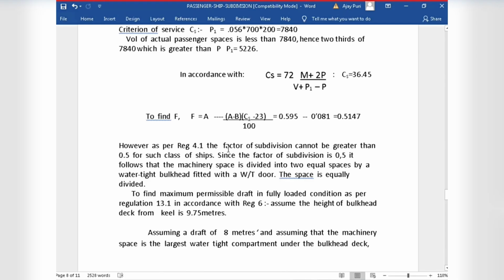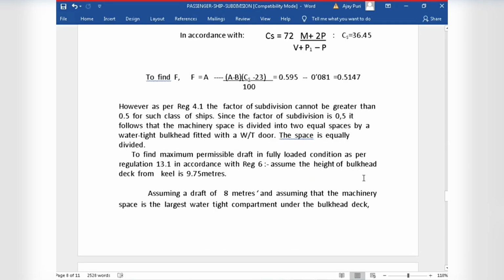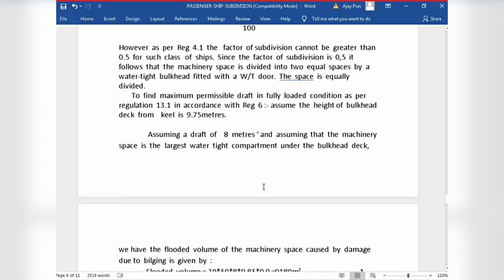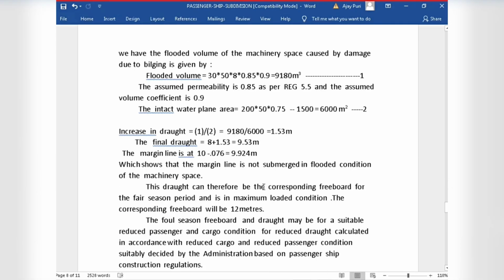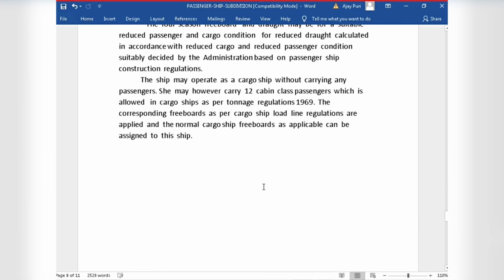Now, as per regulation, the factor of subdivision cannot be greater than 0.5 for this class of ship. So since the factor of subdivision is 0.5, it follows that the machinery space is divided into equal spaces by a watertight bulkhead fitted with a watertight door, and the space is equally divided. To find the maximum permissible draft in a fully loaded condition as per this regulation, assume the height of bulkhead deck is 9.75. So you get various other formulas. We'll not do all those formulas.